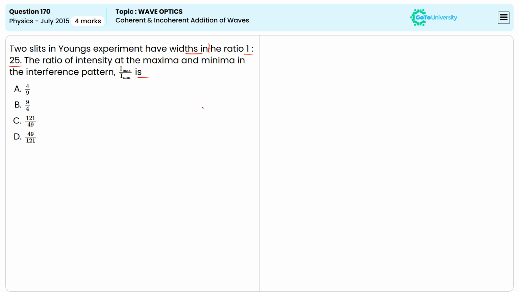We know that. Thus, we have I1 by I2 is equal to 1 by 25. Or equivalently, we can write this as A1 by A2 is equal to the square root of I1 by I2, which leads to A2 is equal to 5 times A1.